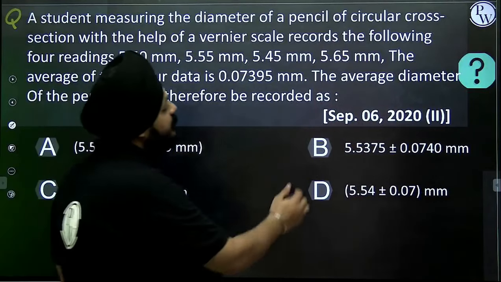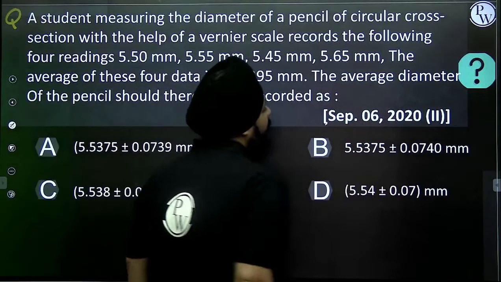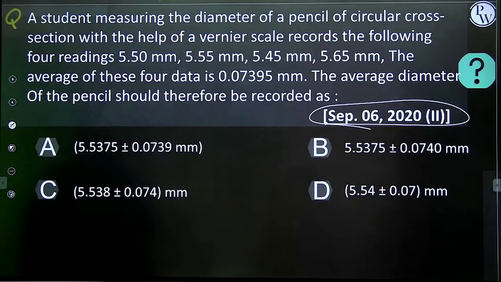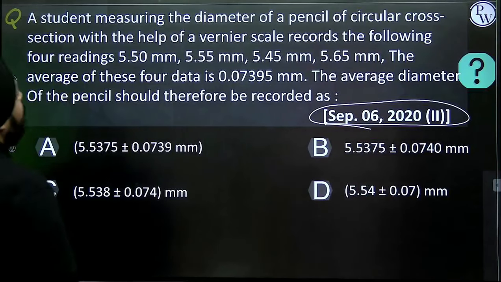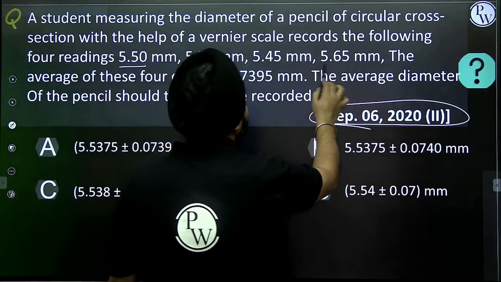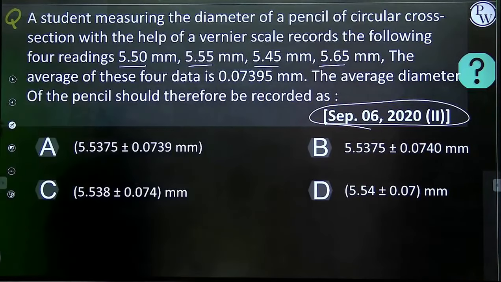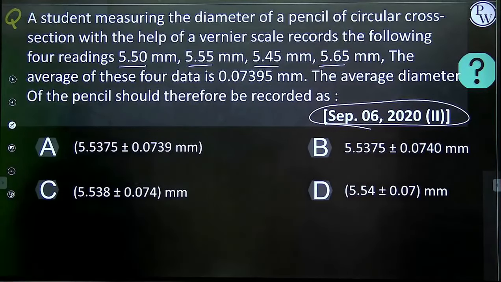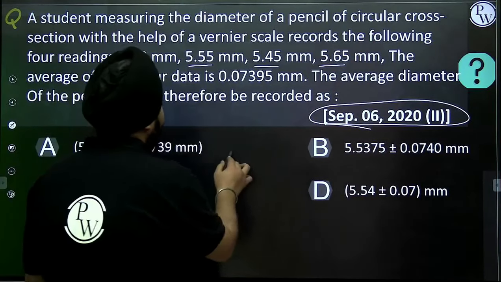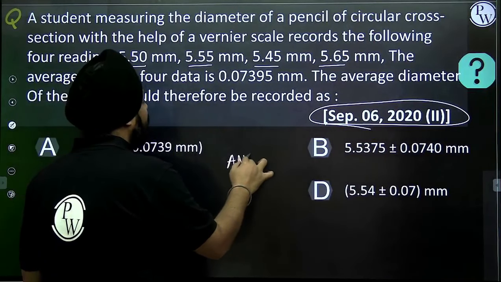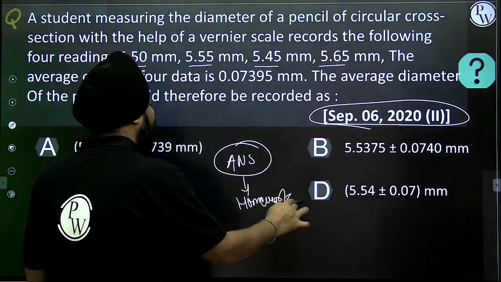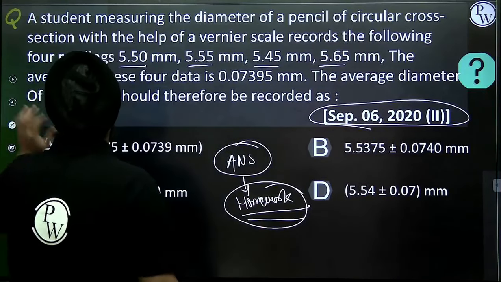See, this question has been asked on September 6, 2020. A student measures the diameter of a pencil cell cross section using the Vernier scale and takes 4 readings: 5.5, 5.55, 5.45, 5.65. The average of these 4 data is 0.73. The average diameter of the pencil should therefore be recorded as, right? So you can answer this. This is the homework question, with the same procedure.